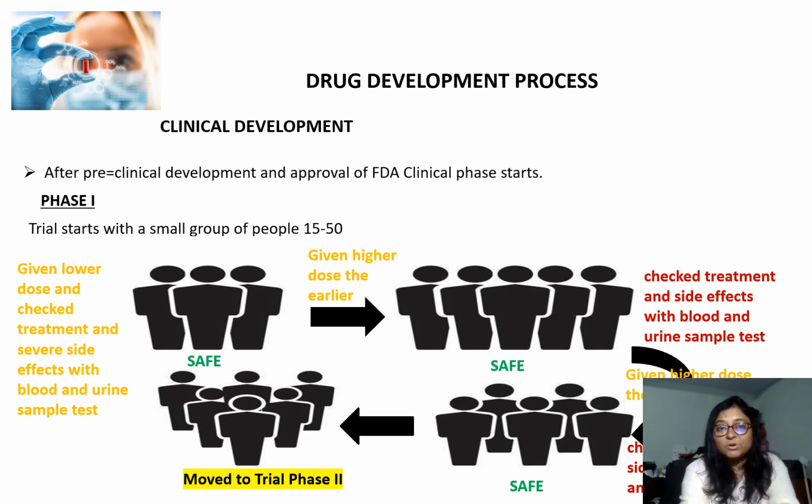So in short, phase 1 is basically to fix the desired dose and to see the severe side effects or any abnormalities because of this medicine, and it is done with a very small group of people, not a very large group. And here also people come as volunteers. It is not imposed on anyone. They come as volunteers.